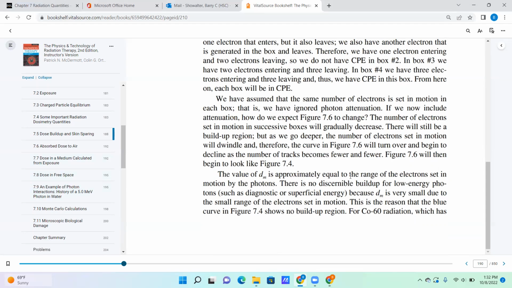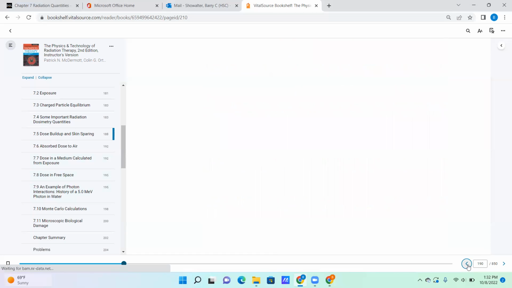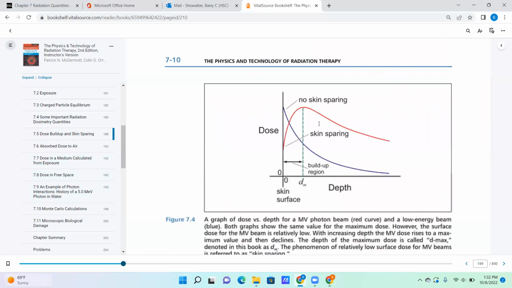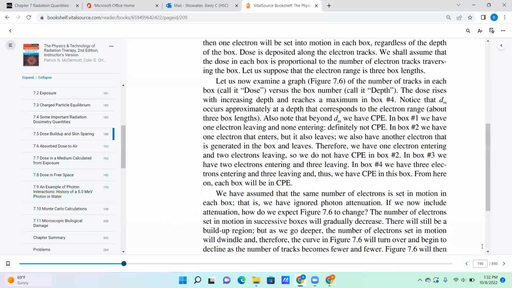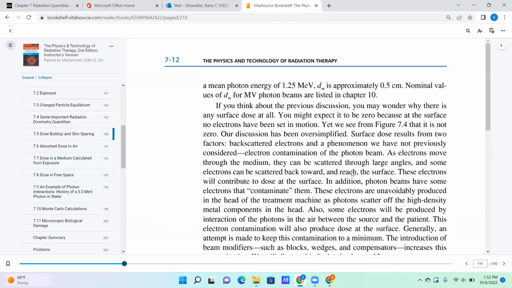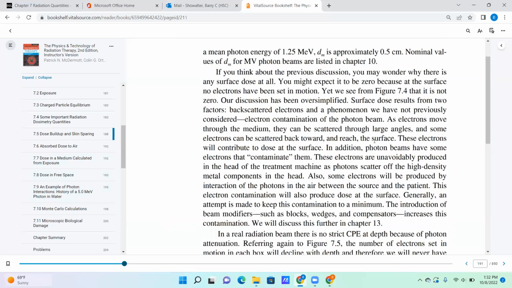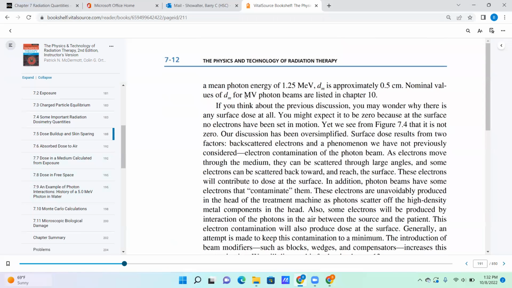So figure 7.6 ends up looking like figure 7.4, where you have that sloping downward motion. And the value of D is approximately equal to the range of the electrons set in motion by the photons. No discernible buildup for low energy photons because DM is very small due to the small range of the electrons in motion. And that's why the blue curve here starts high and then decreases. So nominal values of Dmax for MV photon beams are going to be listed in chapter 10.